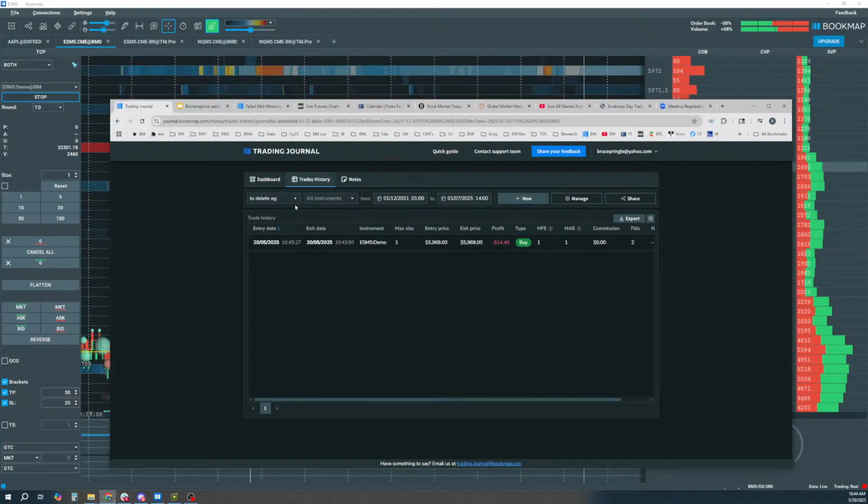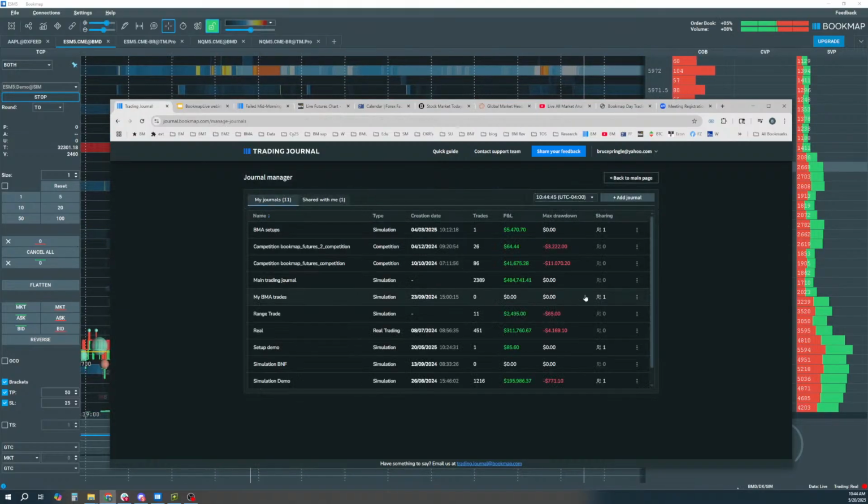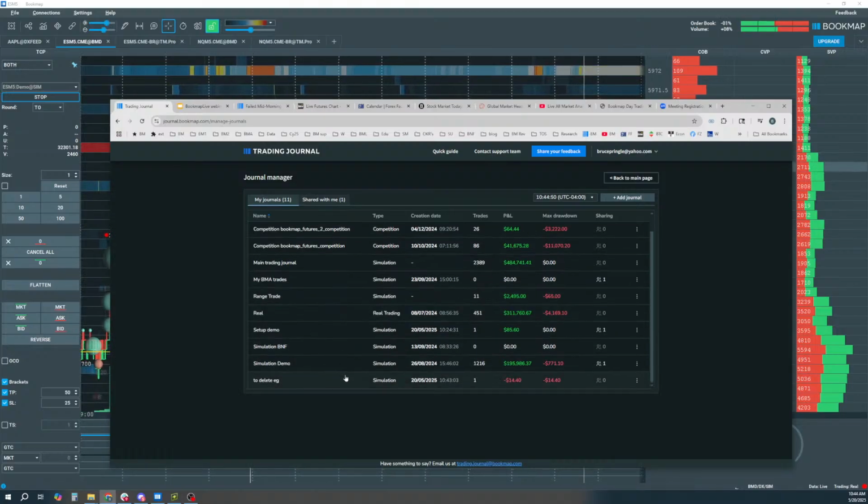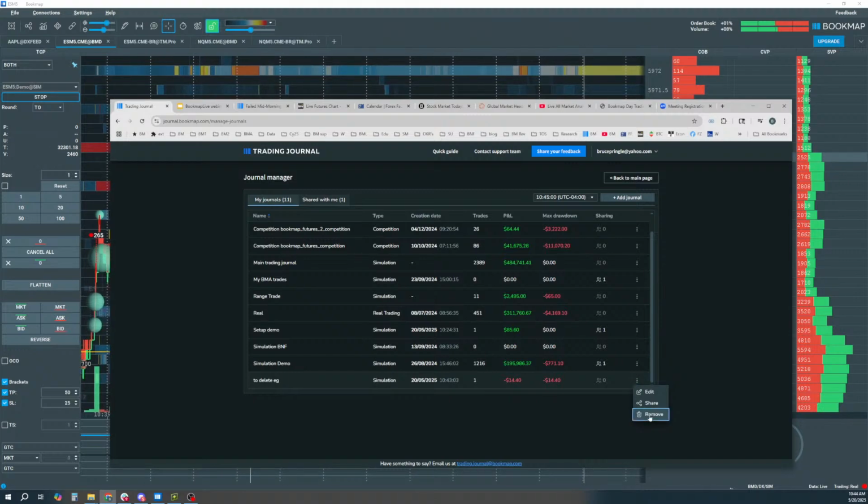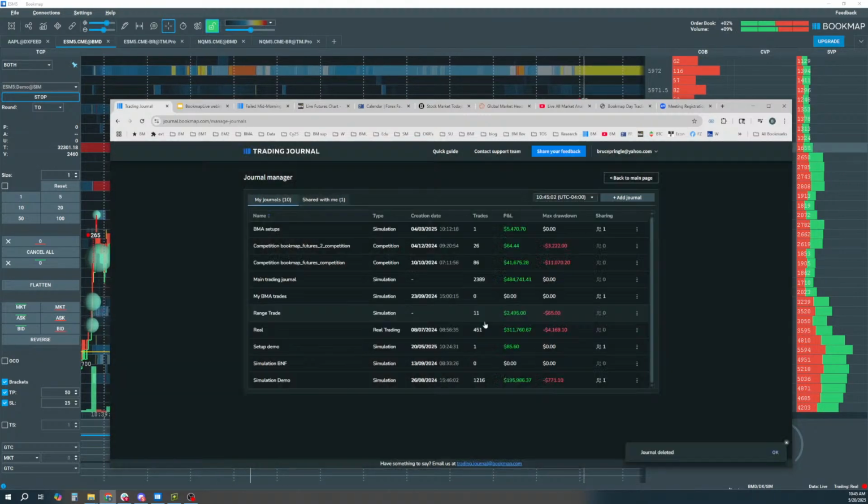Okay, and we'll go to manage, and this one here. And here's where you can remove it, Alois. Okay, so let's do it. We'll remove it. Remove, cannot be undone. And then let's go back.